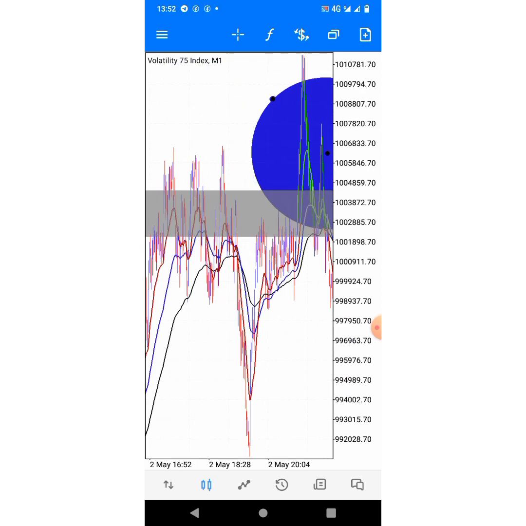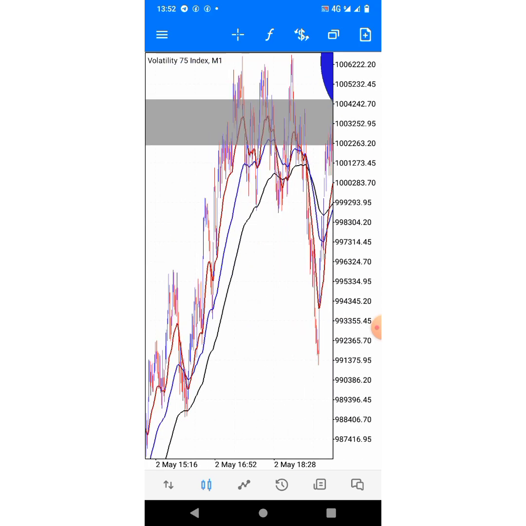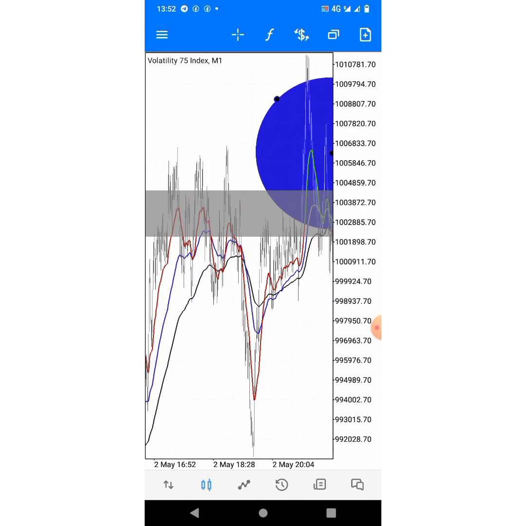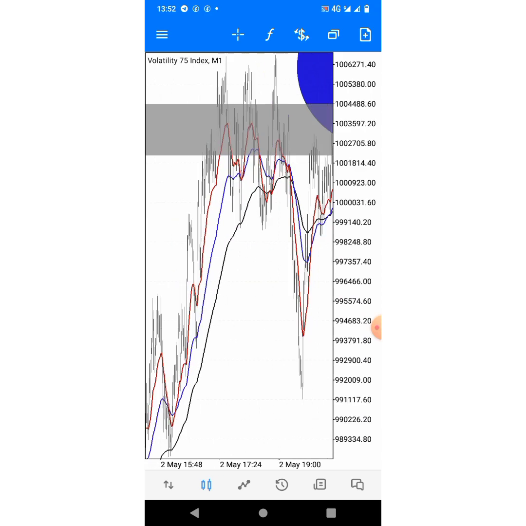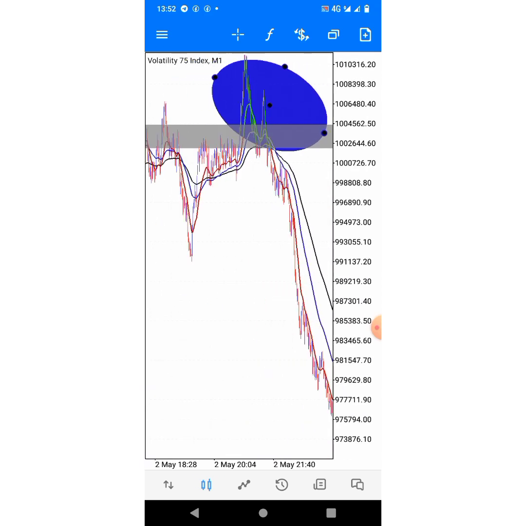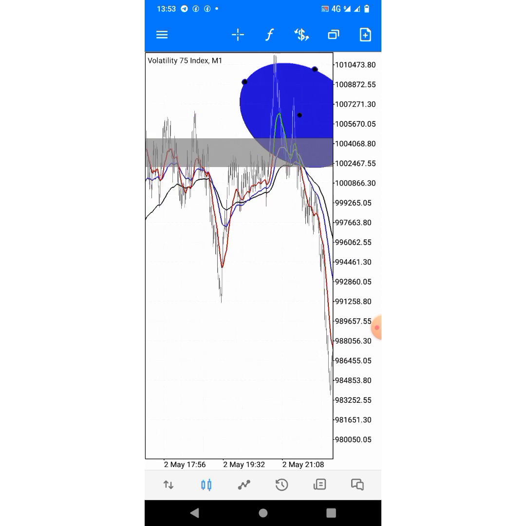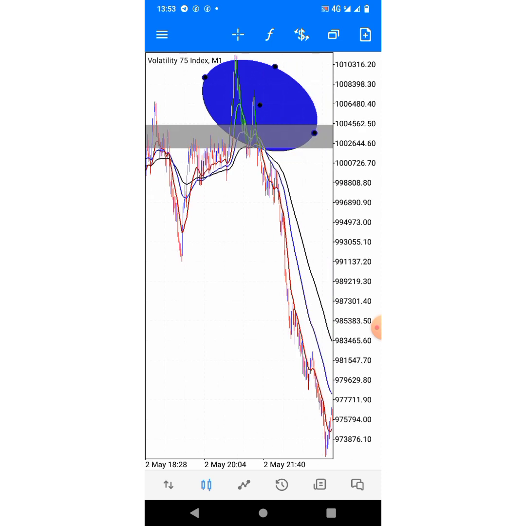So if you have sold here, they would have taken you out. That would have been a losing one. But I'll show you the reason why I said you would have sold here. When we go back to the higher time frame, I'll show you the reason why I said you would have sold at this area.